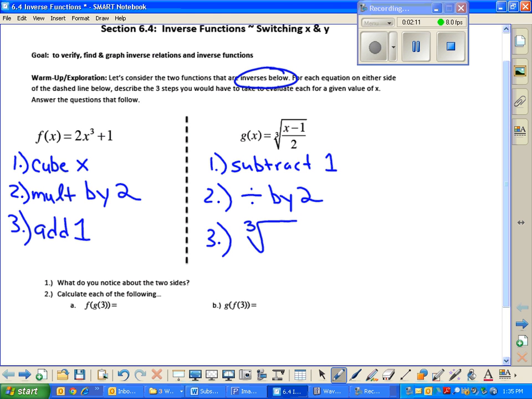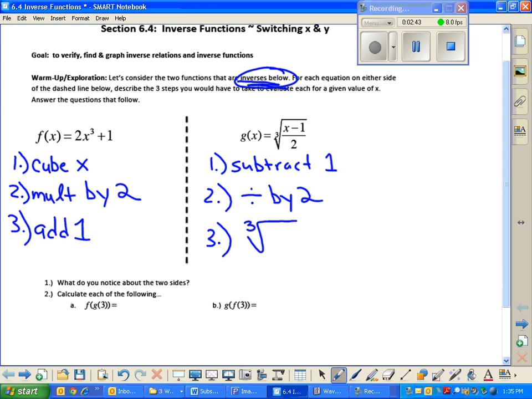Okay, now we're ready to answer question number 1. Real general. What do you notice about the two sides? And no, you can't say they're inverses of each other. That's given. What I'm looking for is what kind of makes them inverses. So what do you notice about the two sides? Go ahead, Jared. So it's reverse order is what I hear you say.